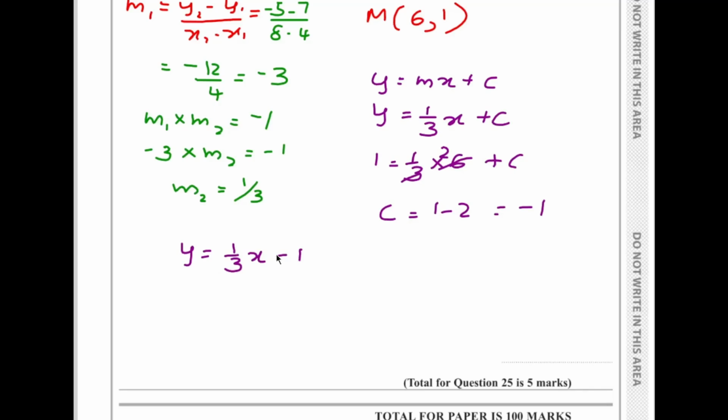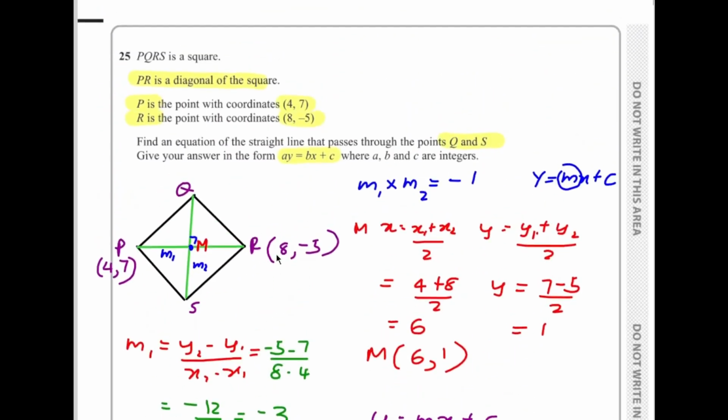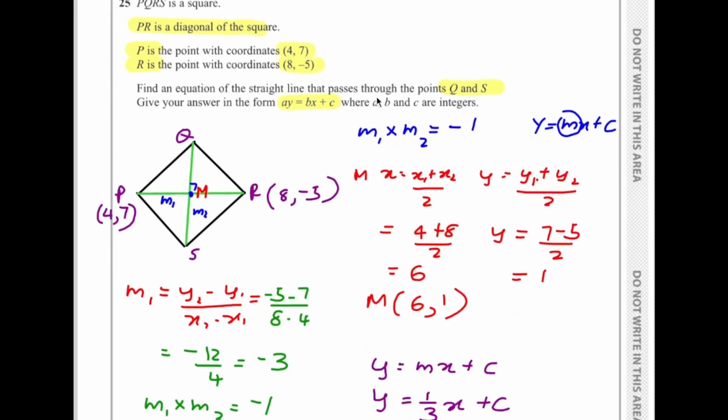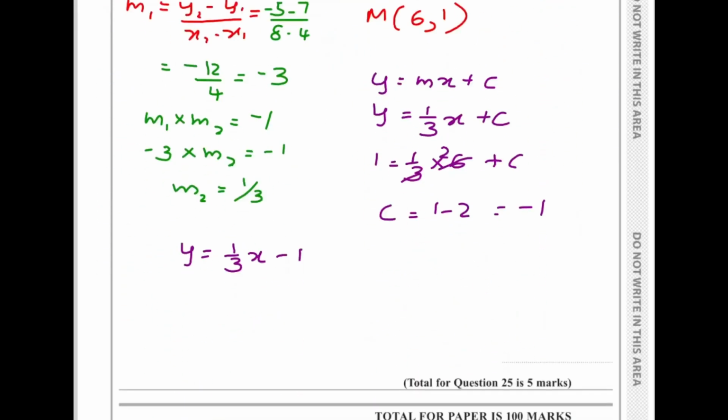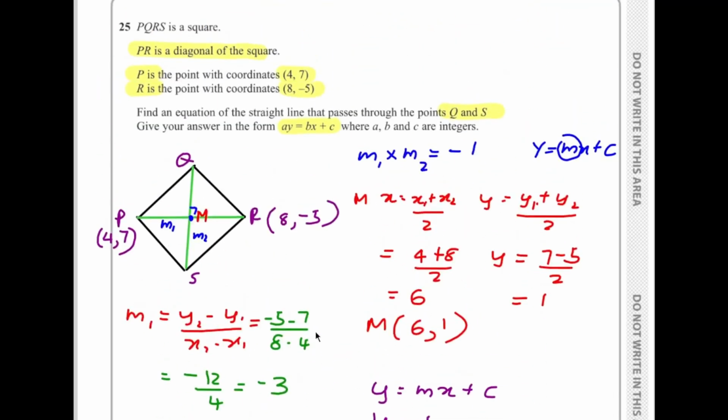So that's a particular way that we have to keep the equation ay, which means a, b, c are integers. We need to get rid of the fractions. So I'm multiplying the whole equation by 3, then I can get rid of the denominator. So it becomes 3y equals x minus 3. This is the equation in the required format.